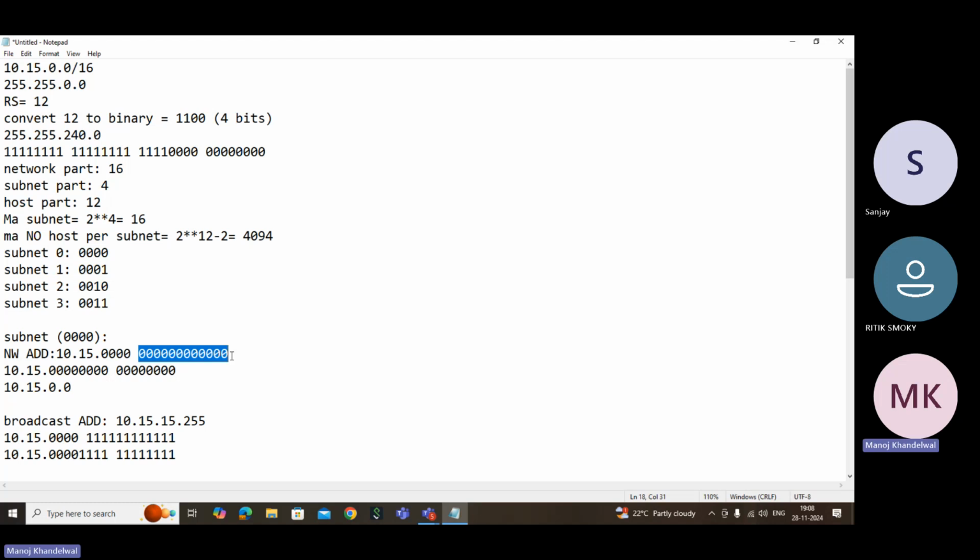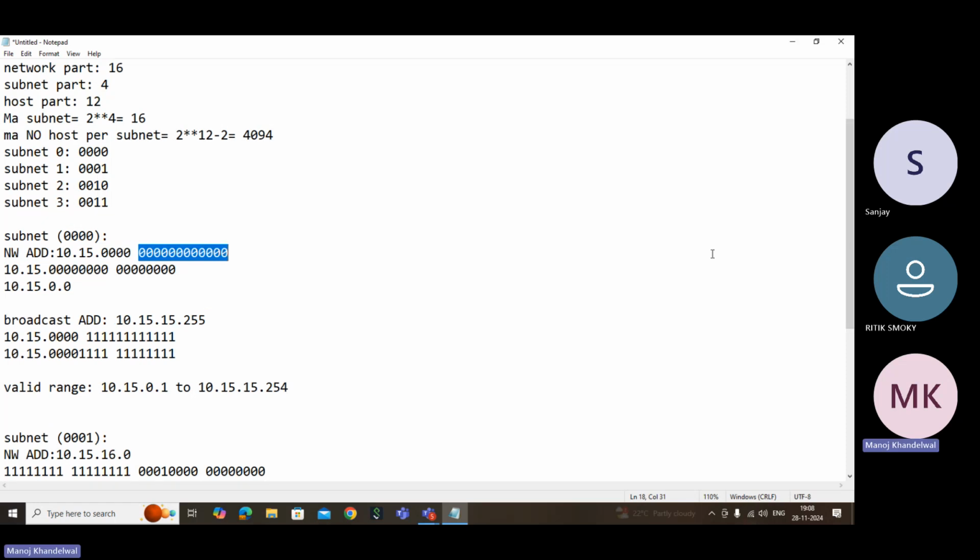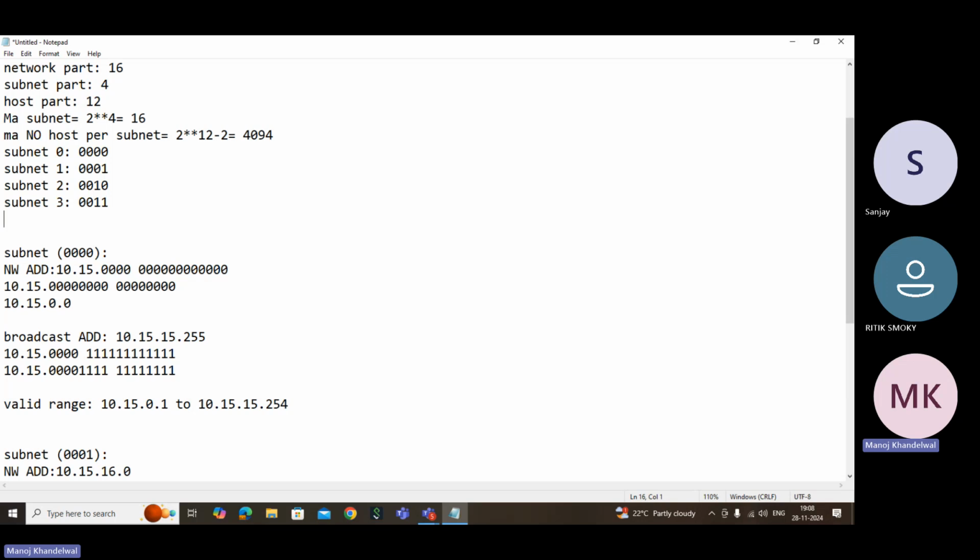Can you just show me the form of subnet number 4? How the bits will look? Subnet 4 is going to be 0 1 0 0, 4 bits. Okay. Good. So just keep this structure in mind.